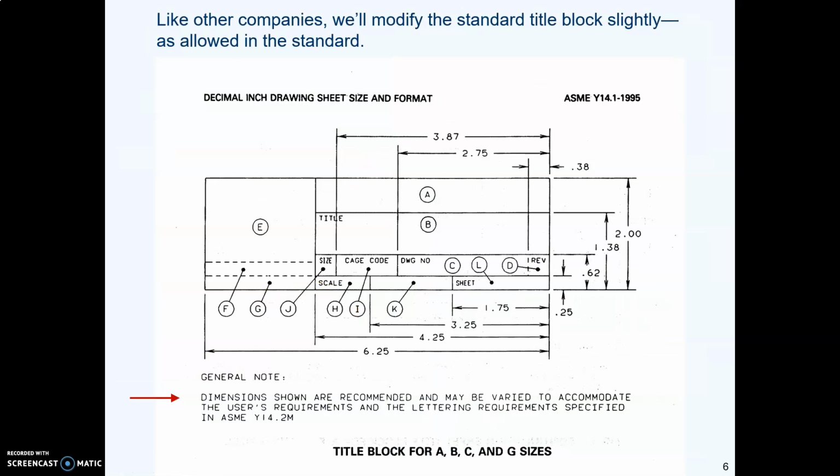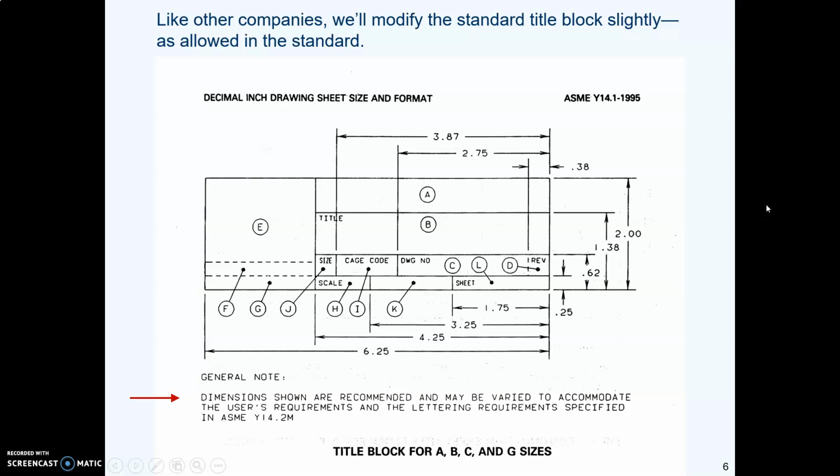However, there are weasel words in here, as I like to call them. In the ASME standard, it says these dimensions are recommended and they may be varied to accommodate the user's requirements. Also, implied in that is the idea that you do not have to make them not only the same size and shape, but you don't have to include everything. And a prime example is this CAGE code.